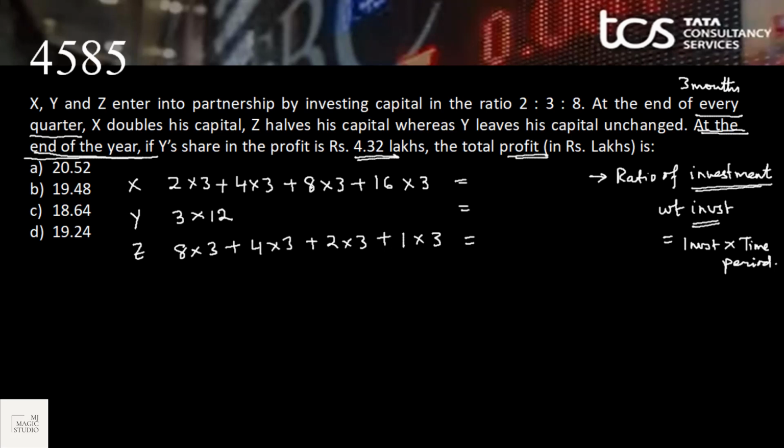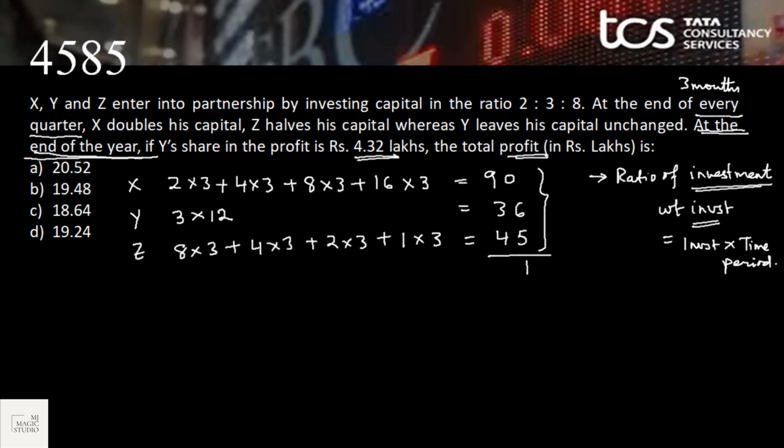For X: 2 into 3 plus 4 into 3 plus 8 into 3 plus 16 into 3, that is 30 into 3, which is 90. For Y: 3 into 12 is 36. For Z: 8 plus 4 plus 2 plus 1 is 15, and 15 into 3 is 45. So these are their actual weighted investments, and the ratio would be 90:36:45.